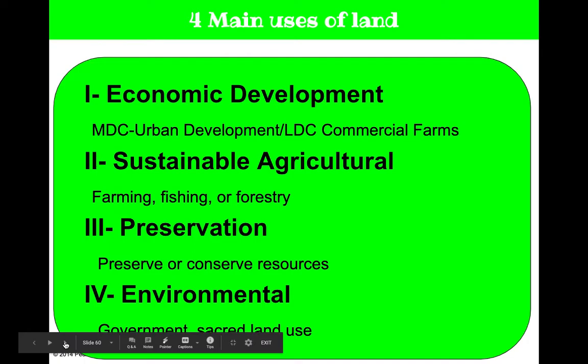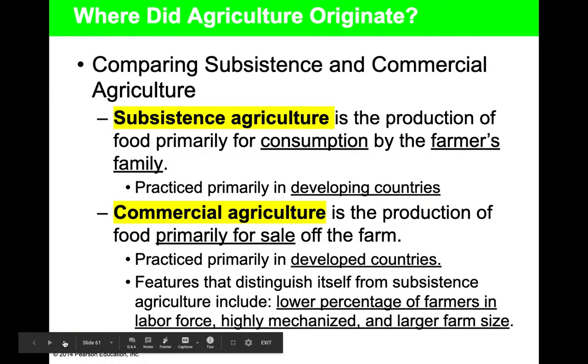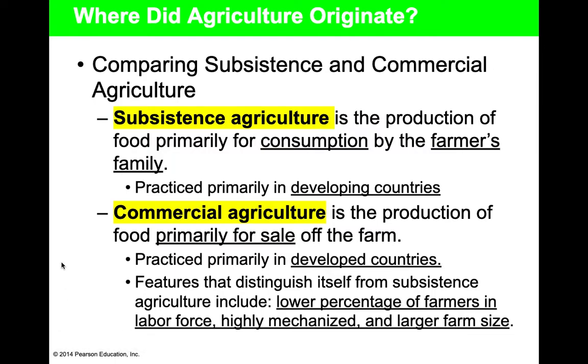4 main uses of land. Subsistence farmers consume farm for their family on their own land. Commercial farming, they're primarily for sale in developed countries. Subsistence farms don't have mechanization. Most of it's intense, done by hand or with limited animals. It's a high percentage of labor force, although it's declining fast. Whereas in developed countries, only now in some regions such as South Asia, only 40% are in primary economic sector.